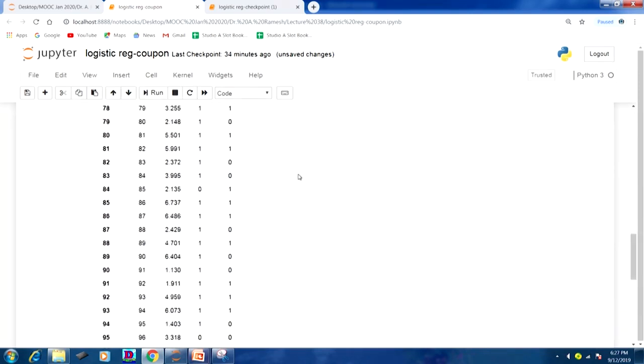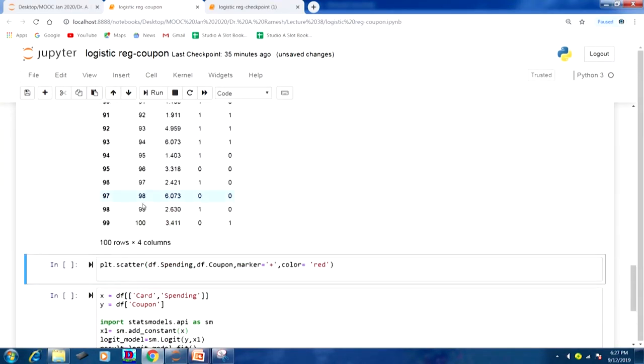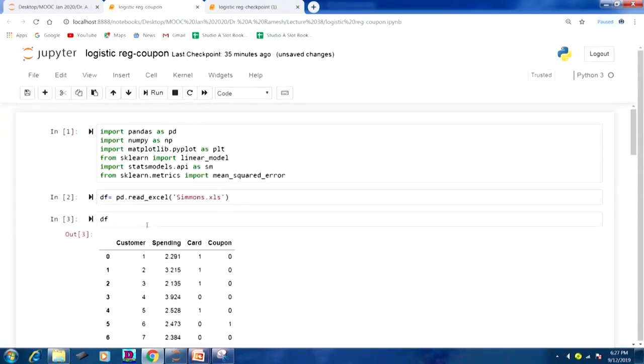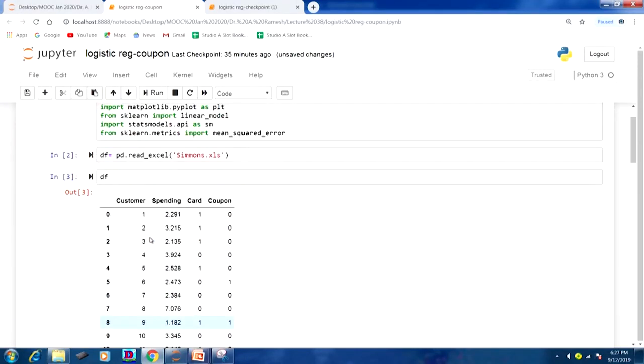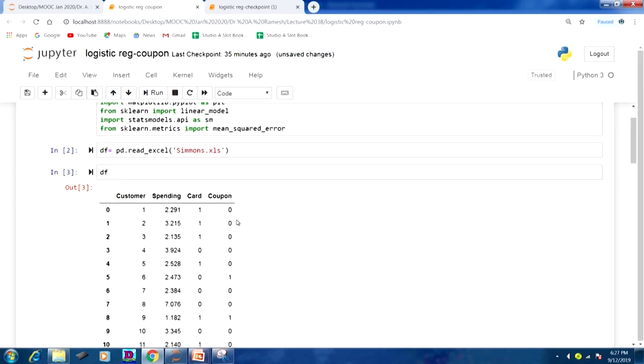What is happening? I am scrolling, there are 100 data points. What are the variables there? Customer number, 1, 2, 3 up to 100. Spending, how much they spent last time. Then whether they possess the card or not: 1 means they have the card, 0 means not having the card. Then coupon, whether they have used the coupon: 0 means not used, 1 means used the coupon.